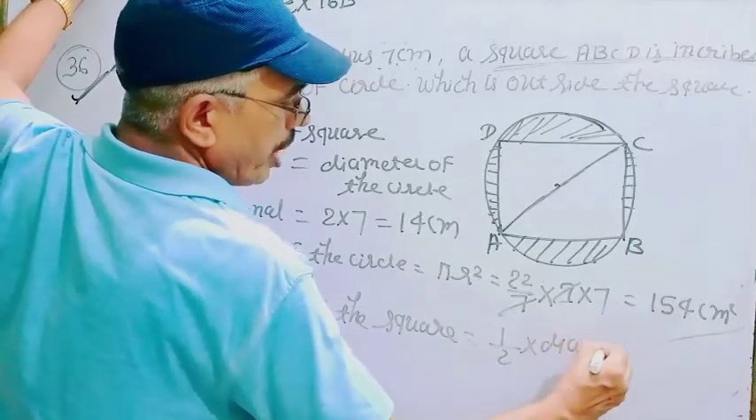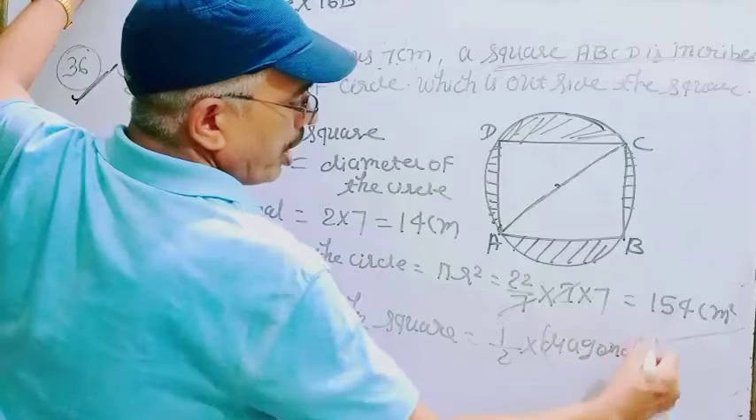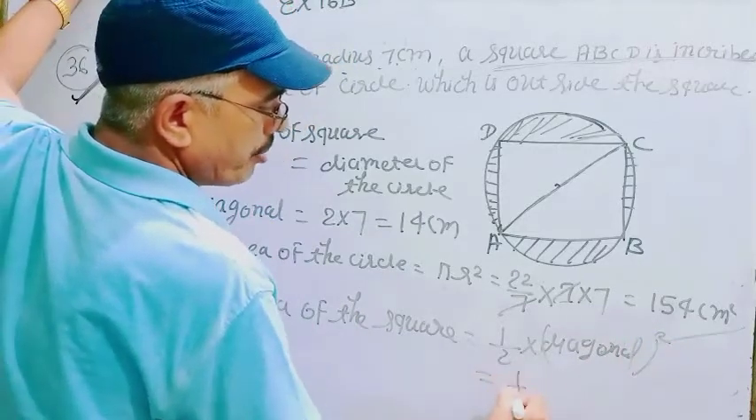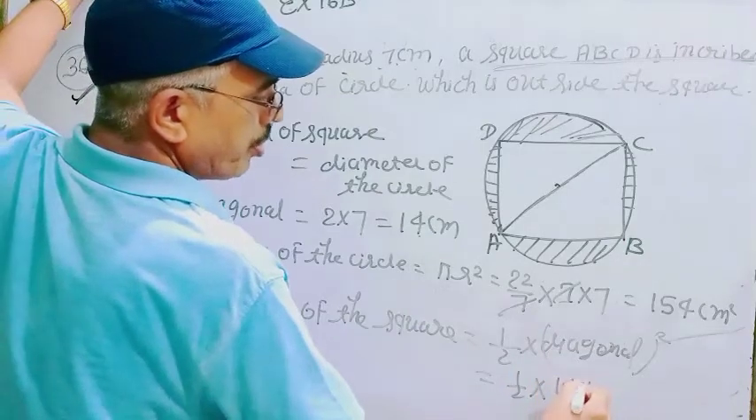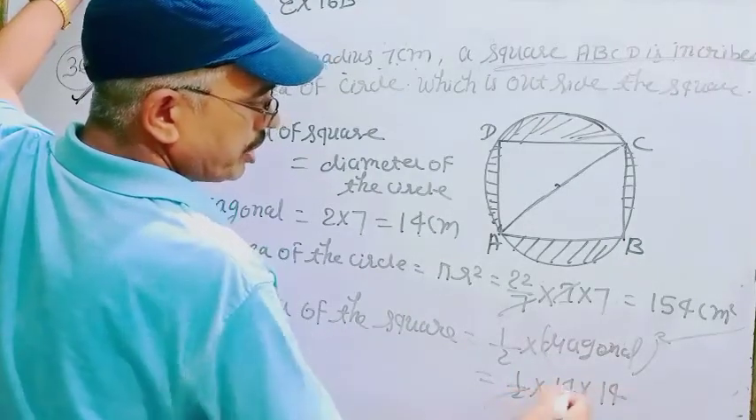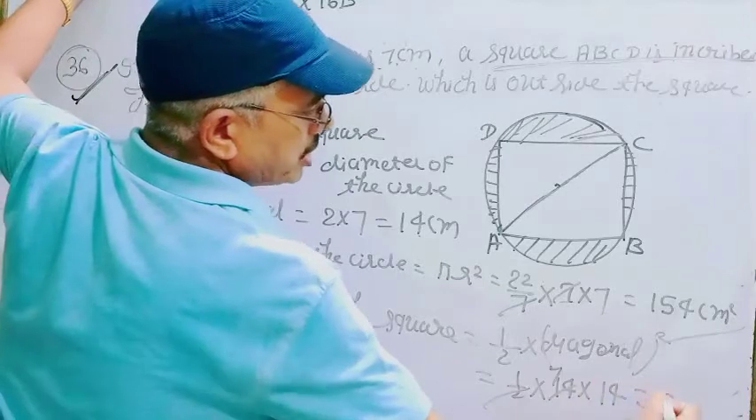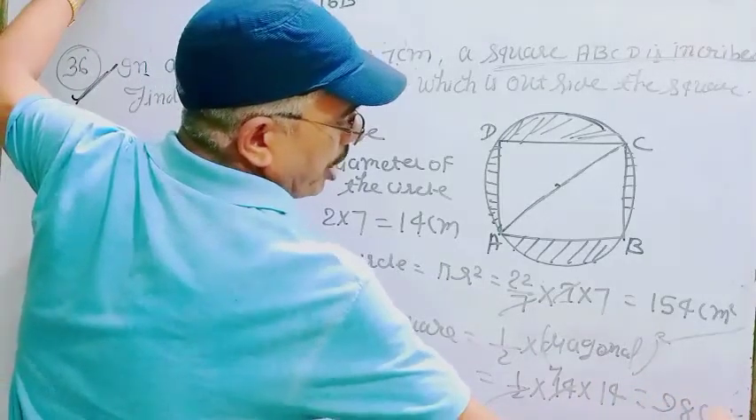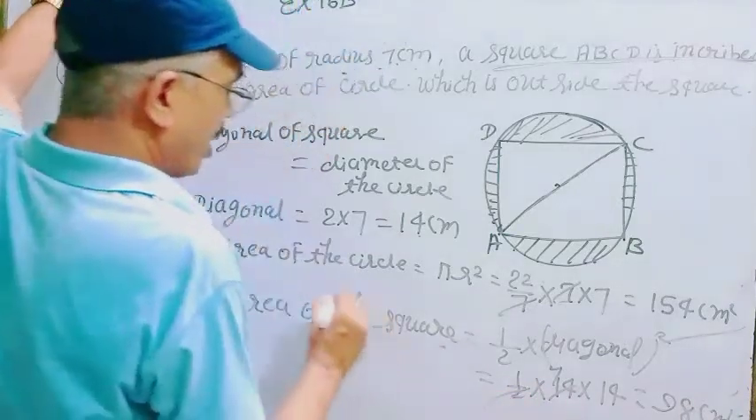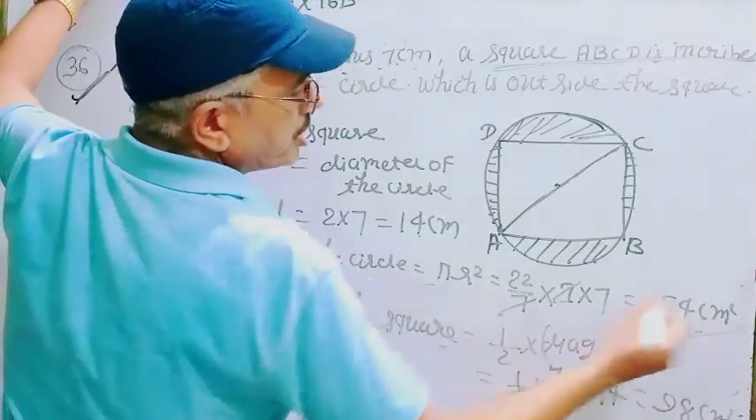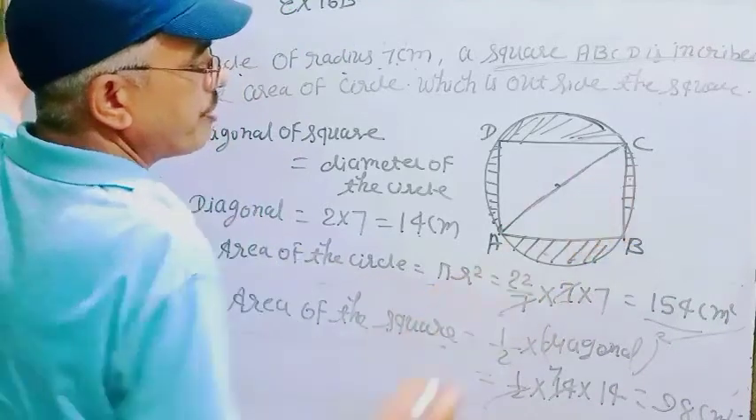By 1 by 2 into diagonal square. So here is 1 by 2 into diagonal, that is 14 into 14, that is 2 into 7, that is 98 cm square. So the area of the square is 98 cm square and the area of the circle is 154 cm square. Then what is the area of the remaining portion?